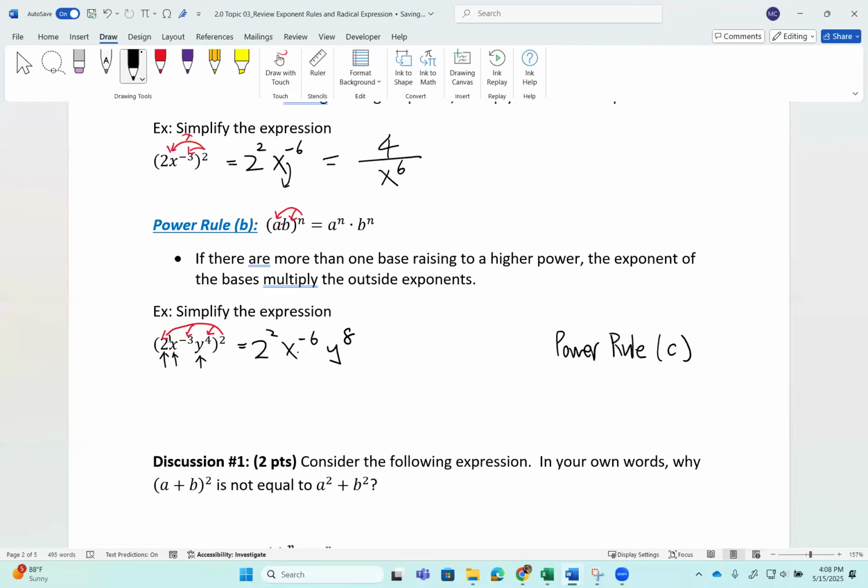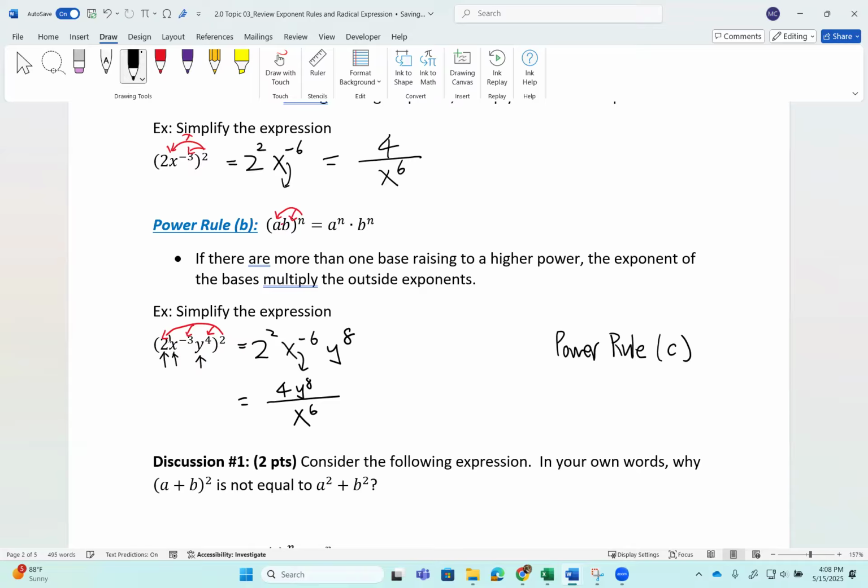So only x has a negative exponent, so that will flip to the other side and become x to the +6. 2 squared remains on top, which is 4. Y to the 8 is still on top. It did not get flipped because they're all over 1, right? All these 2, x and y I wrote are actually over 1. So only the x will flip to the bottom.